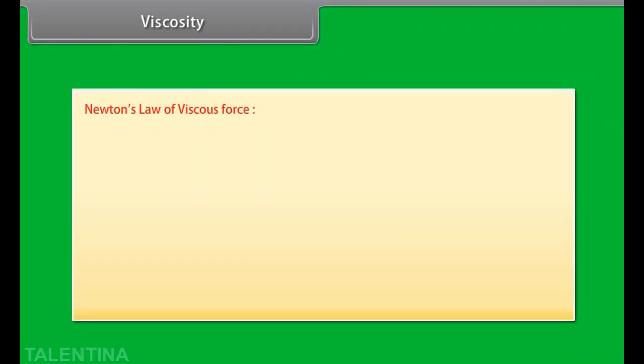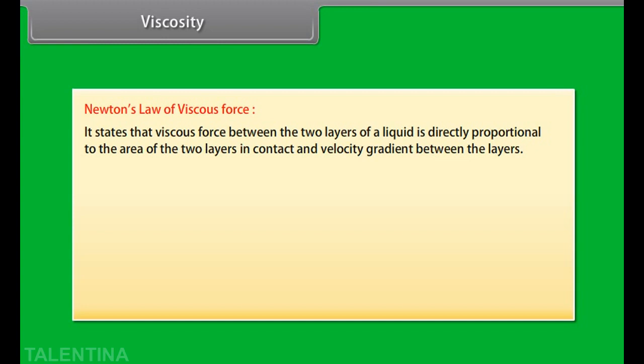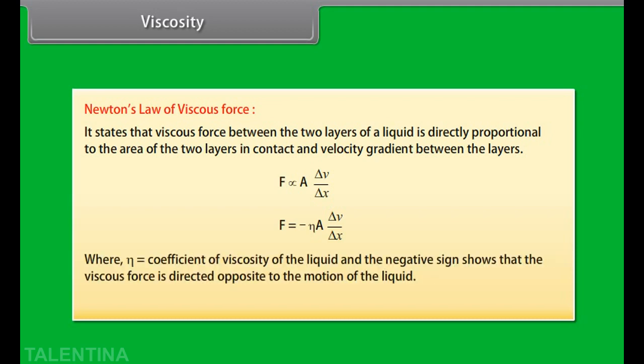Newton's law of viscous force states that the viscous force between two layers of a liquid is directly proportional to the area of the two layers in contact and the velocity gradient between the layers. F is directly proportional to A into delta v upon delta x. This equation can be written as F equals minus eta A into delta v upon delta x, where eta is the coefficient of viscosity of the liquid, and the negative sign shows that the viscous force is directed opposite to the motion of the liquid. Its dimensional formula is M L^-1 T^-1.